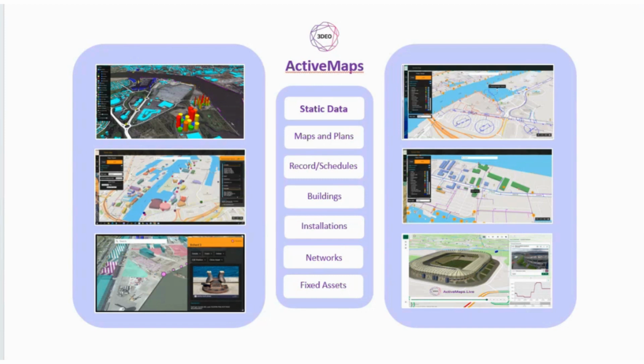Static data to us incorporates things like maps and plans, records and schedules, buildings, installations, networks. So that could be fiber optic, it could be water, and things like fixed assets. So in the case of ports, it might be something like a bollard.